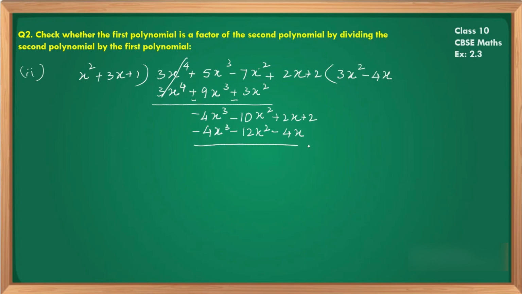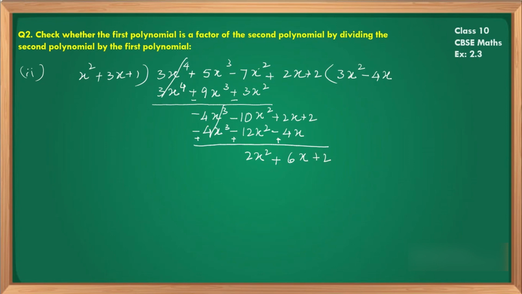Draw the line. Now this becomes plus and hence this gets cancelled. This becomes plus. Then you have to take the difference. Plus 12 minus 10 gives you 2x square. And this becomes plus. Therefore you have to add plus plus. So you have to add plus 6x and plus 2 as it is.